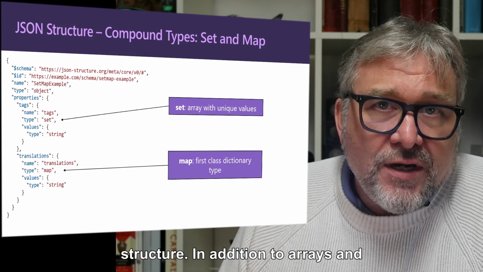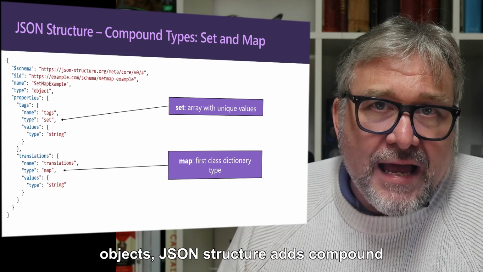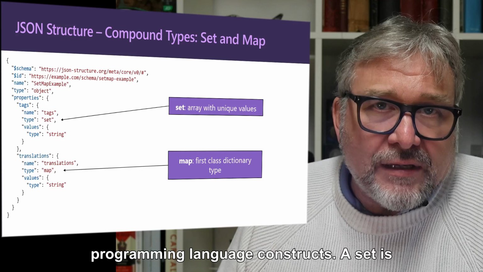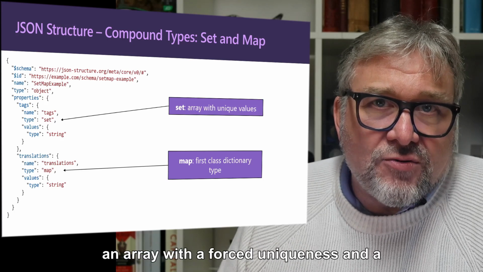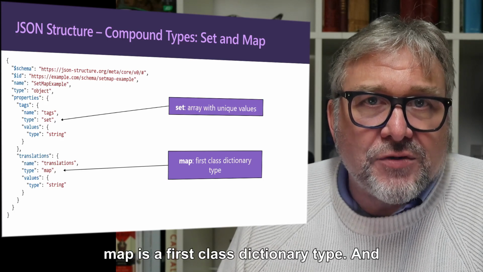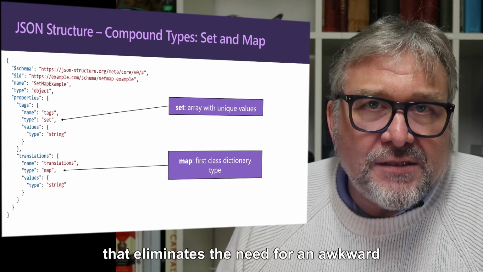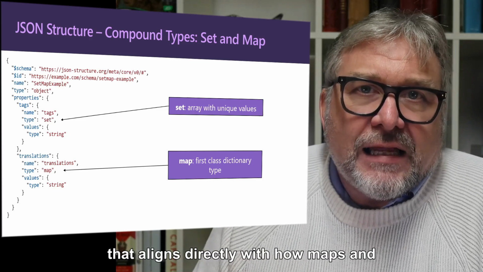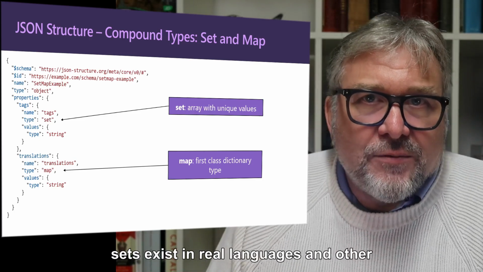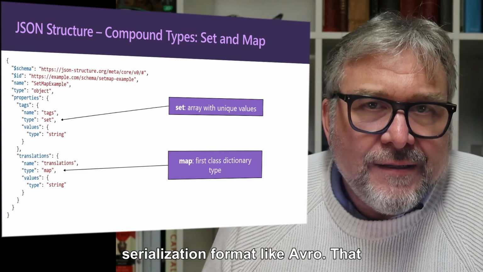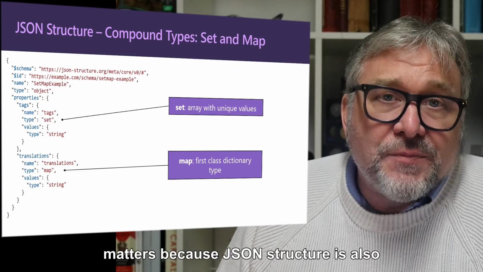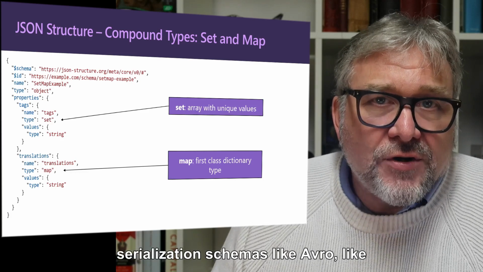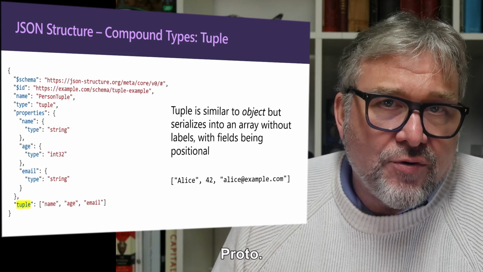In addition to arrays and objects, JSON structure adds compound types that directly match two common programming language constructs. A set is an array with forced uniqueness, and a map is a first-class dictionary type. And that eliminates the need for an awkward object plus additionalProperties modeling that aligns directly with how maps and sets exist in real languages and other serialization formats like Avro. That matters because JSON structure is also built to map from and to other serialization schemas like Avro, like Proto.